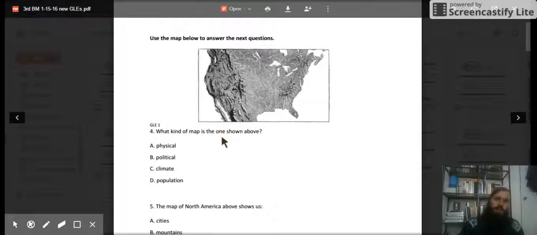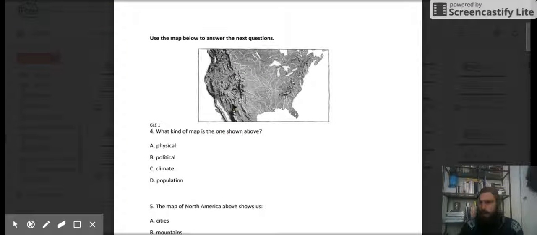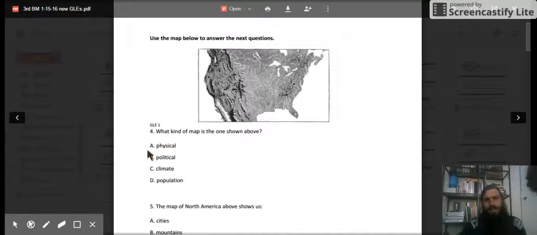Now, this is number 4. What kind of map is the one shown above? Now, I see rivers here, and Mississippi River, in fact, and I see mountains here. So I know that rivers and mountains is what the land is like, and physical maps show me what the land is like. Number 4 was A.